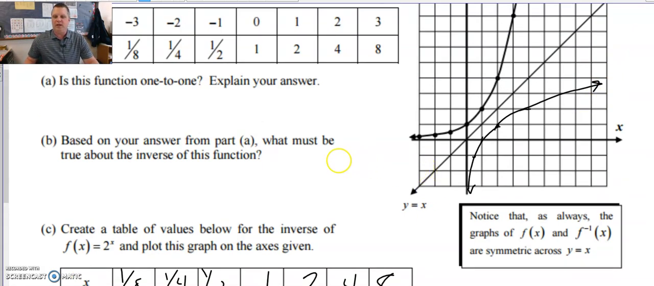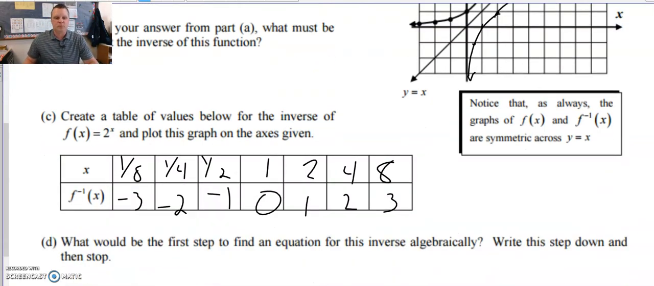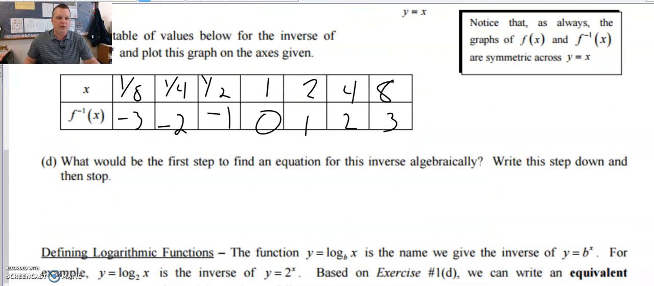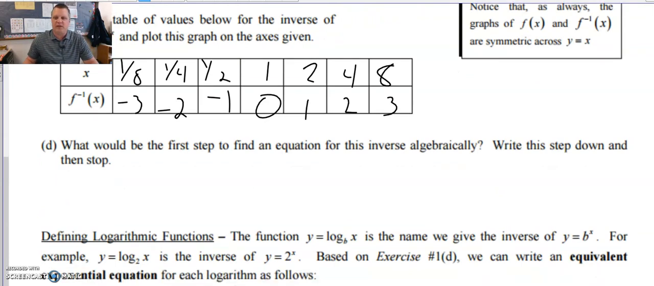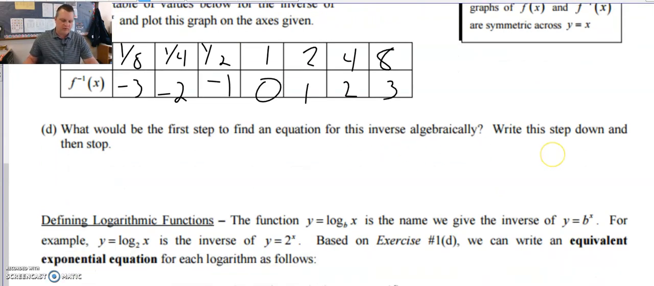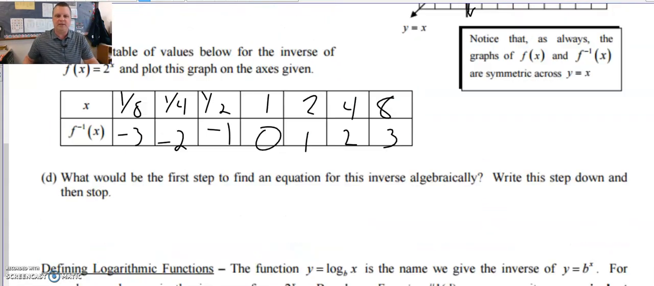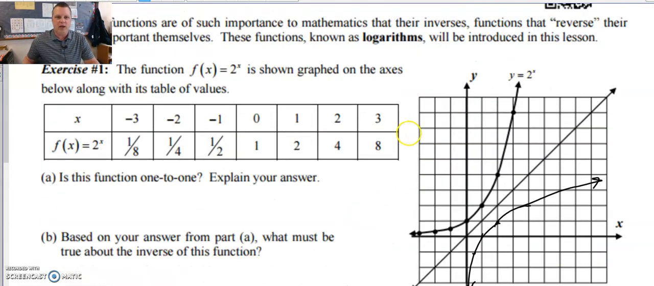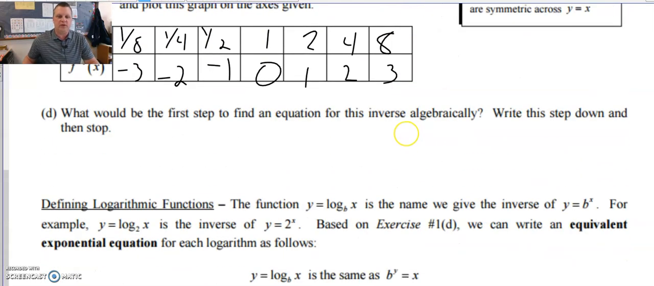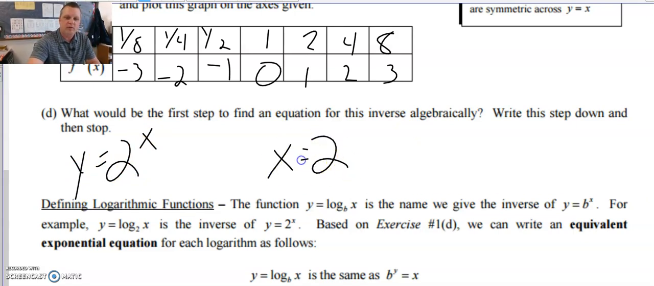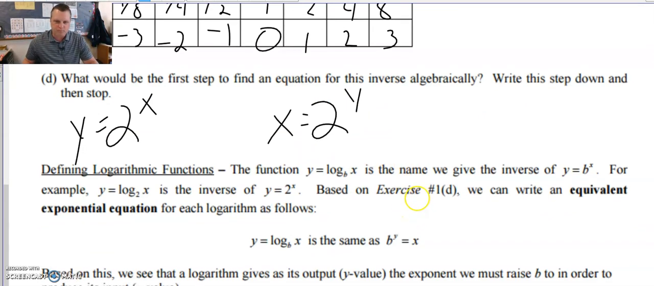Okay, and you can see, remember, an inverse is a reflection over the line y equals x. Okay. So what would be the first step to find the equation for this inverse algebraically? What do you do first? You would switch the x and y. So if we have y equals 2^x as the original, so my original is y equals 2 to the x power, we would switch the x and y. That is the first step.